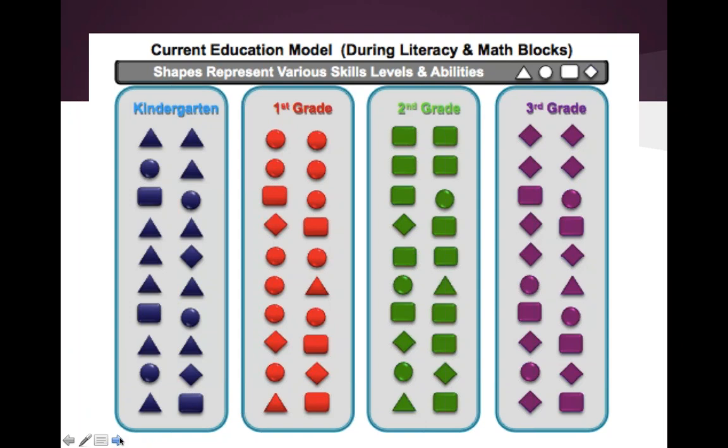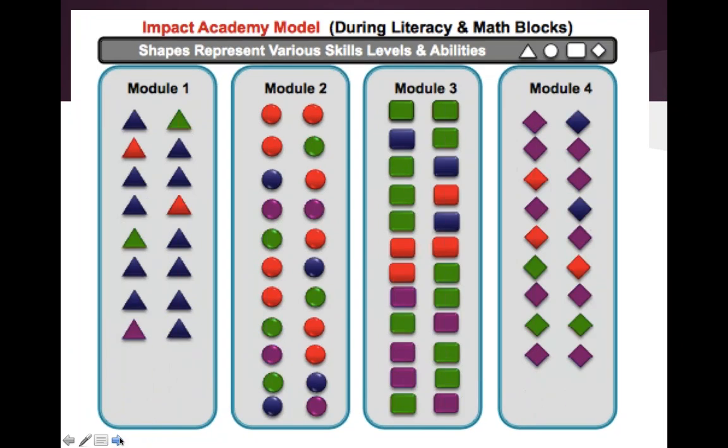What Impact does is reorganize students and systems to better personalize the learning and allow students to access their just right learning targets. So in this case, instead of organizing students by their grade level, we've organized students based on their module or the learning targets they need to work on. And now the shapes are all together, but they're in a multi-age setting for learning.